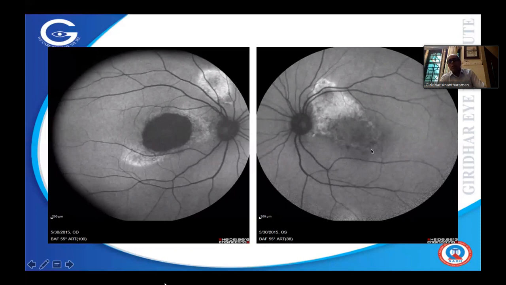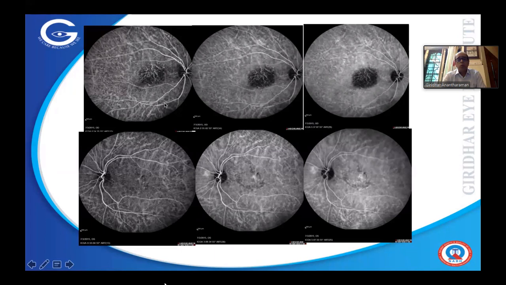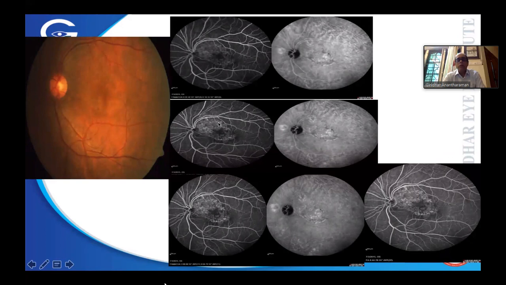Therefore, in spite of the patient having a vision of nearly 6 by 9, you can see the autofluorescence tells you that, look here, he has got a chronic disease. So he underwent an ICGA also. And the reason why we did an ICGA is because the fluorescein angiography does not show any leak. You can see the left eye, the better eye, the fluorescein angiography does not show any leak, but there is persistent subretinal fluid in this particular patient.